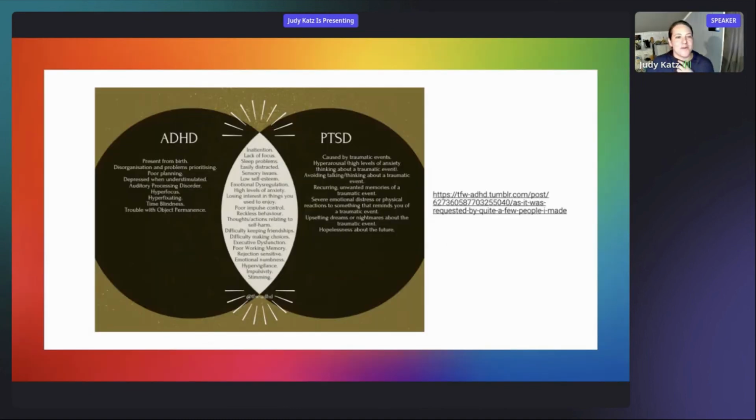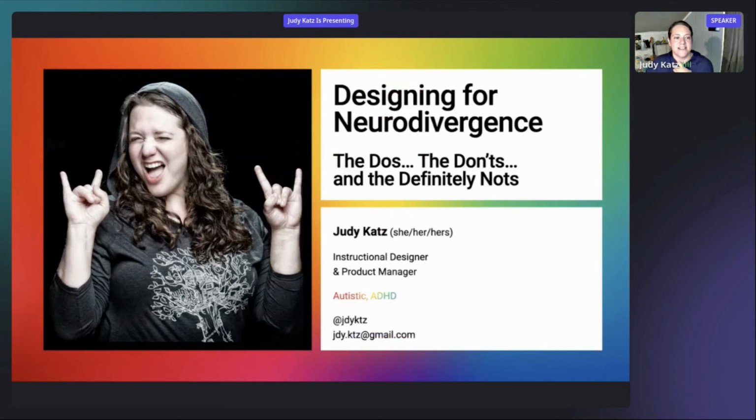I have a slide in here, by the way, that is another one of those beautiful Venn diagrams, and I just meant to move this to the beginning, but forgot about it. I will put some links in the chat for this Tumblr, but I think that it's really interesting to look at the kinds of overlaps that are there with ADHD, PTSD, TBI, and autism, and see how whenever we are designing for one, we're often making things better for all of the others as well.